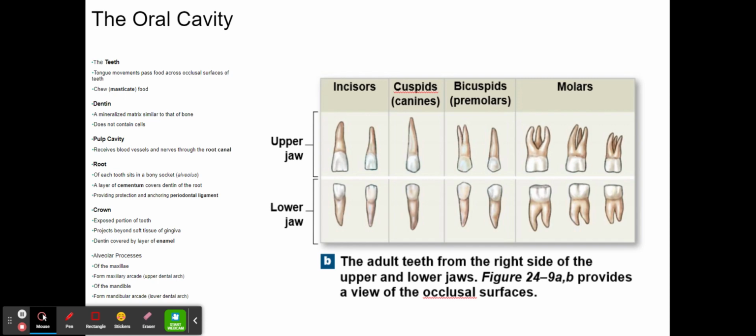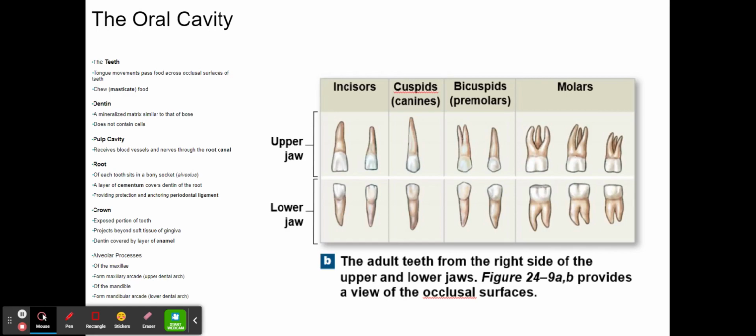The pulp cavity receives blood vessels and nerves through the root canal, a narrow tunnel located at the root, or base, of the tooth. Blood vessels and nerves enter the root canal through an opening called an apical foramen to supply the pulp cavity. The root of each tooth sits in a bony cavity, or socket, called the tooth socket, or an alveolus.